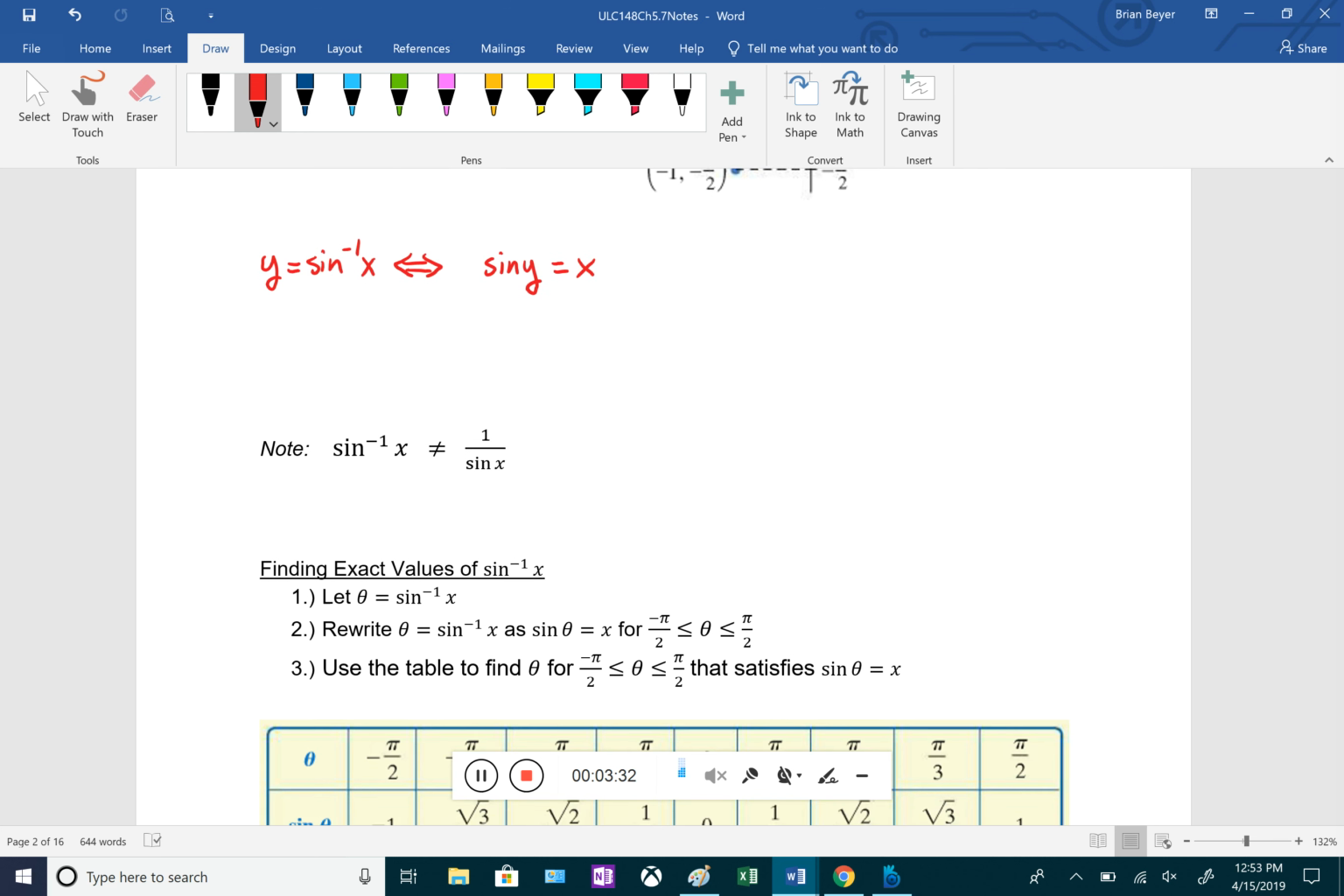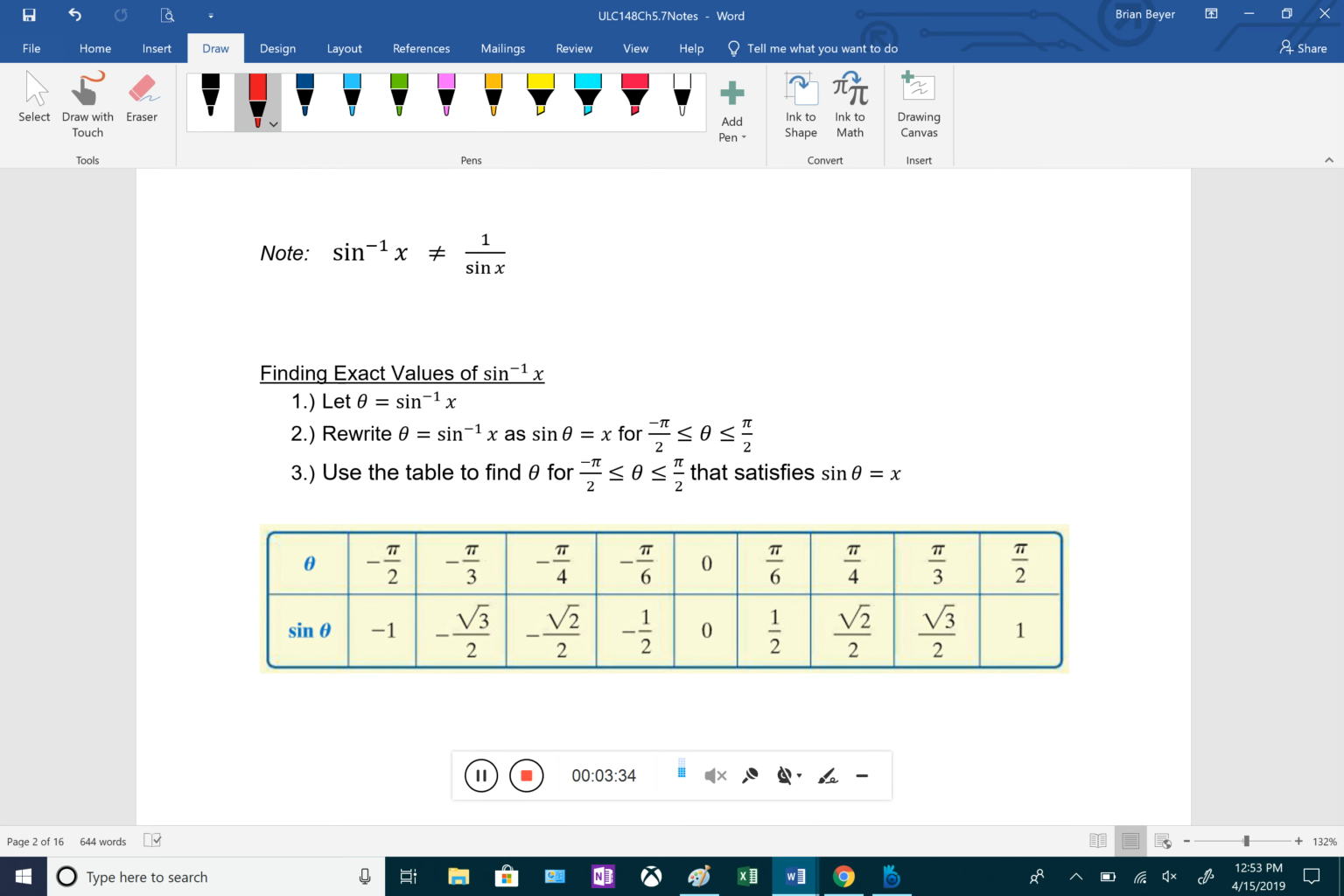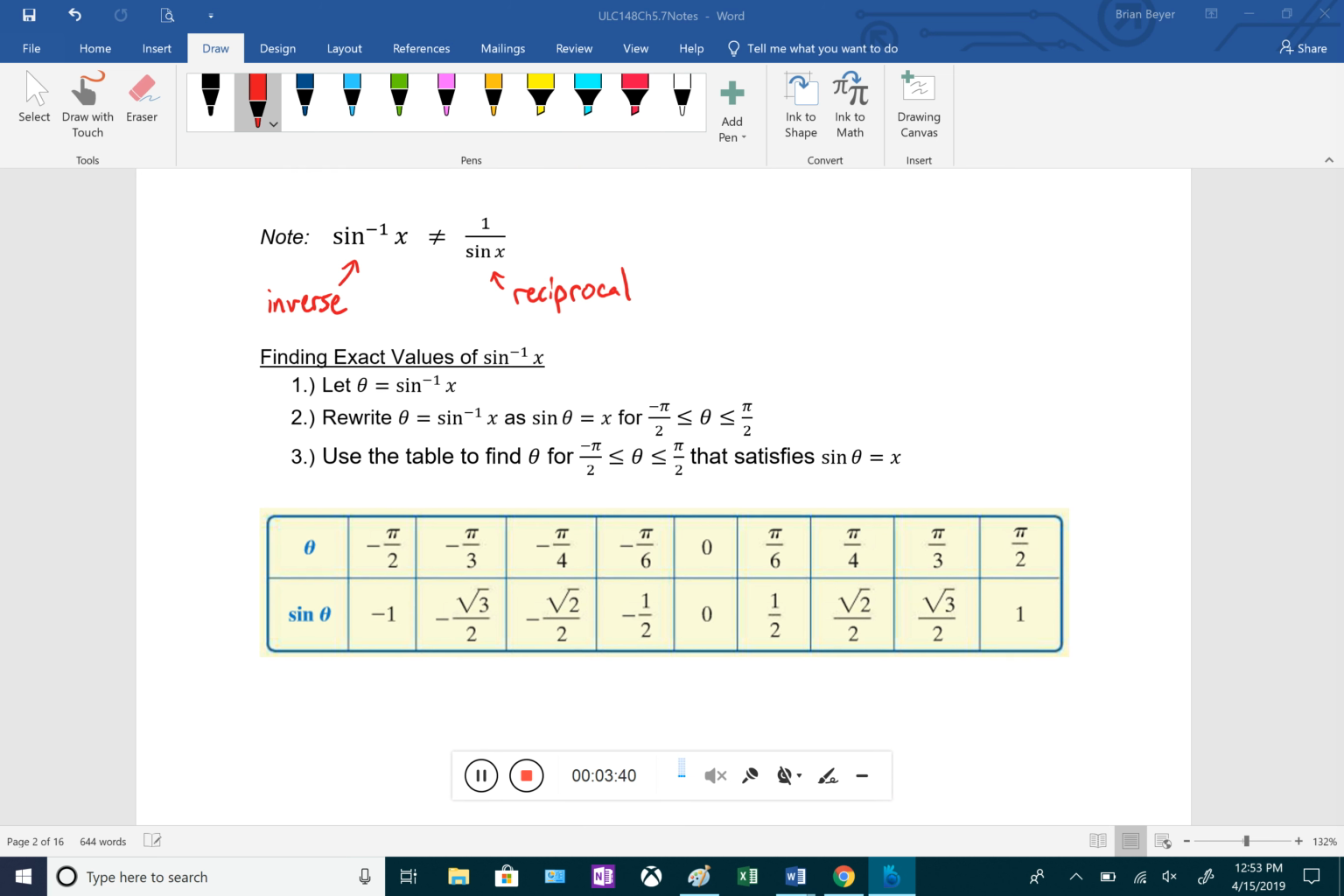Okay, I made a little note down here, a really important distinction. Sine inverse of x does not equal the reciprocal of sine. The one on the left is the inverse function, the one on the right is the reciprocal, which we know equals cosecant of x. So inverses and reciprocals are not the same thing.